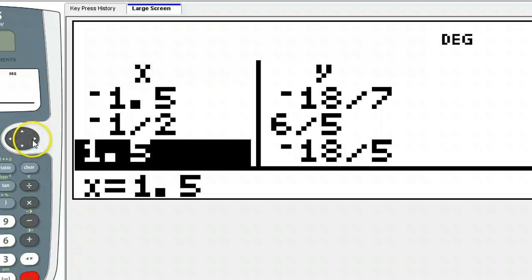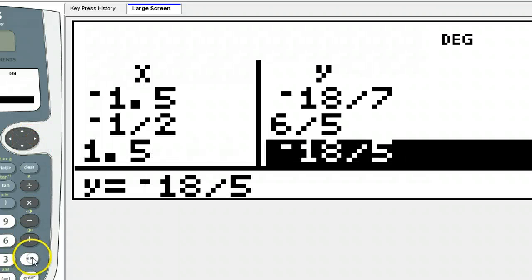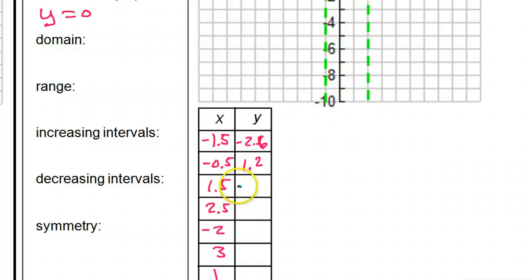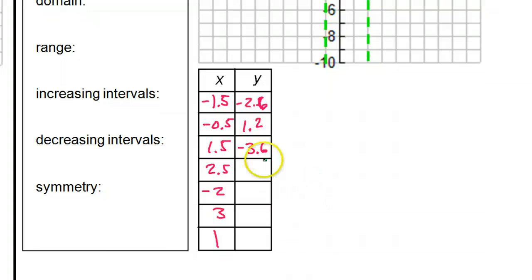That's this. Let's shimmy on over there and toggle it. That's -3.6. Okay, and go ahead and find the rest of these values. I'm going to do it off camera. You should do it yourself and see if you agree with me.